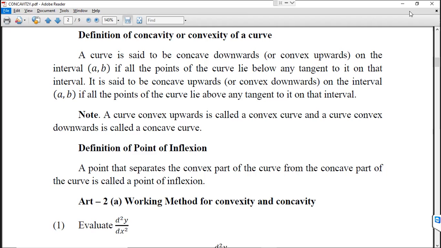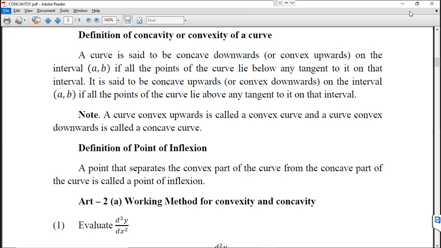For further classification, if f dash x changes its sign from positive to negative while crossing over the critical point, then that point is a maximum point, and vice versa. Here, on the same lines, we shall study the points of inflection of a given curve and the intervals in which the function is concave upwards or concave downwards.